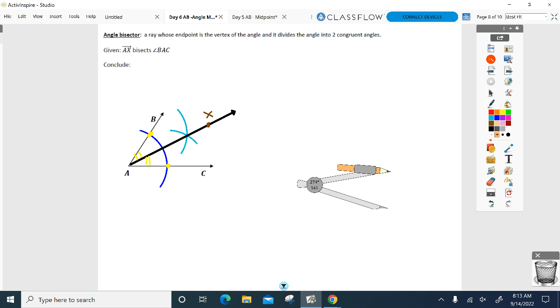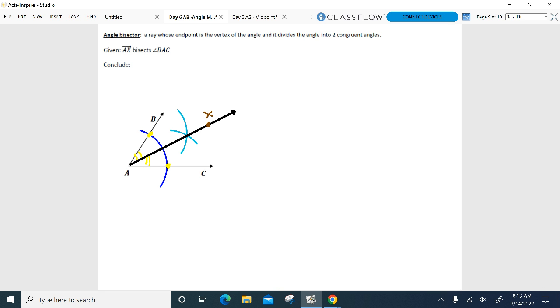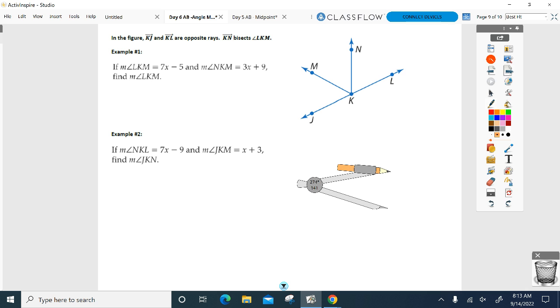Questions before we do some algebra to end class, using this new term bisects? We're all good? All right, let's do it. Read the directions first because they'll give you some important info. Everyone see ray KN on the diagram? It bisects angle LKM. I want you to mark what two angles should be congruent then.